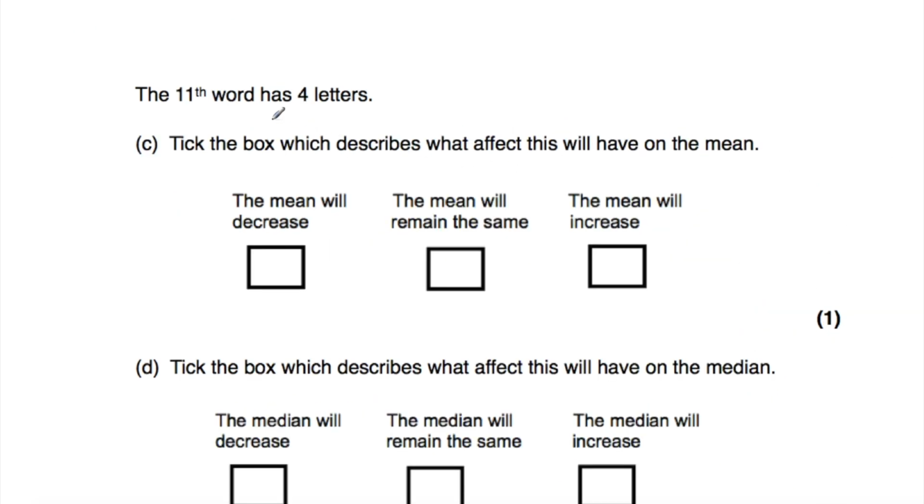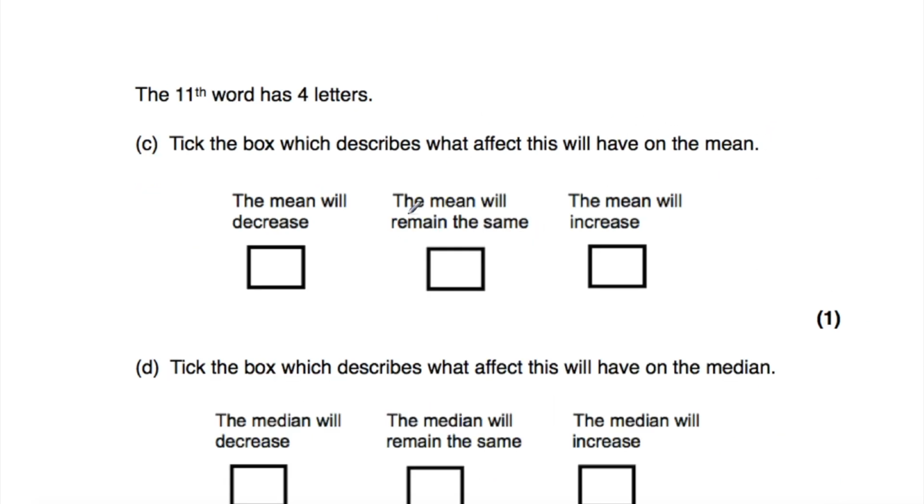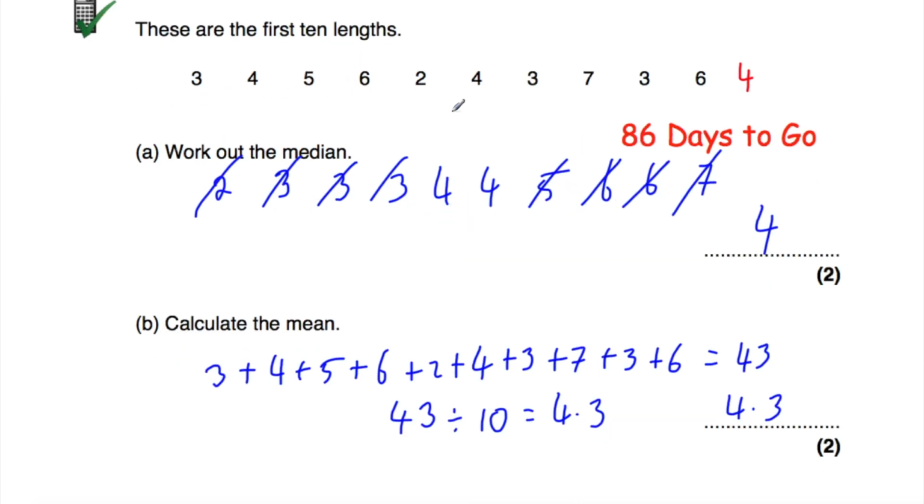Our next part says that an 11th word with 4 letters has been added. So there's now an 11th word, and that 11th word has got 4 letters. So we've got 11 words, and the 11th one has got 4 letters. And then the question asks us how that affects the mean and how that affects the median. So let's do part C first of all. Let's see how that affects the mean.